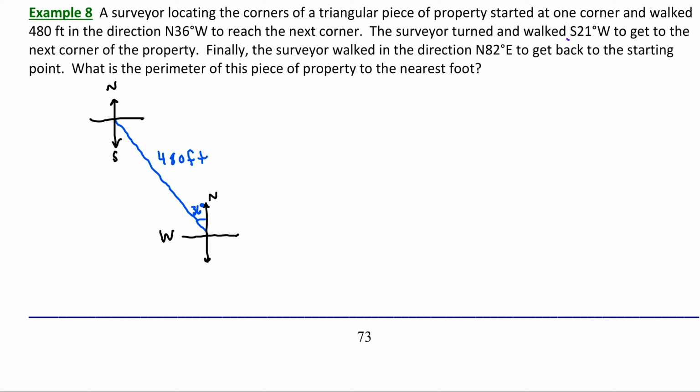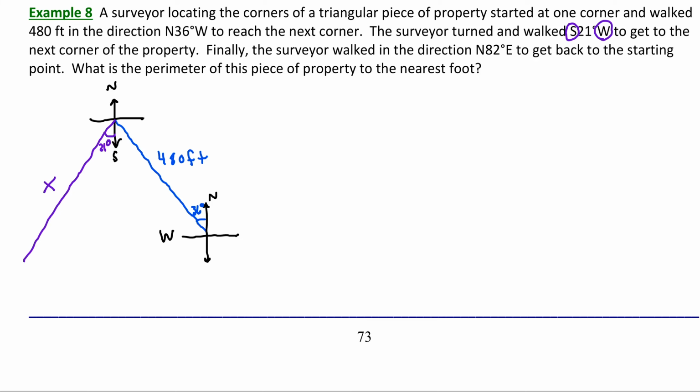Because south is the first cardinal direction given, we're going to measure this ray from due south to the west. And we're going to go 21 degrees to the west. So this angle right here is our 21-degree bearing. The length of that segment of the property is not given. I'll just label it X.